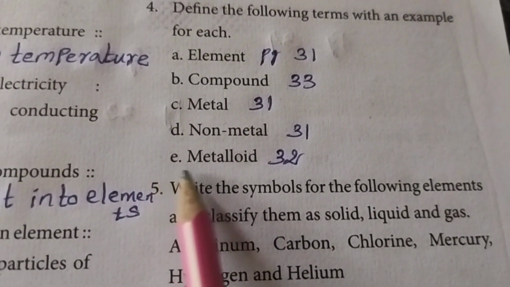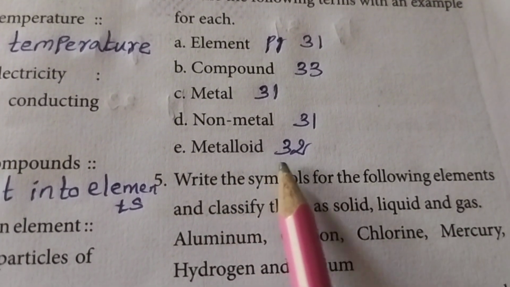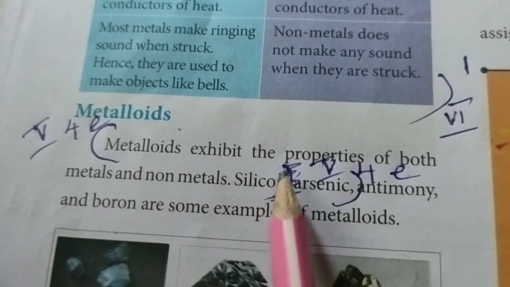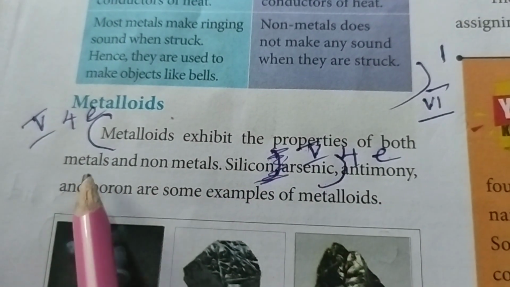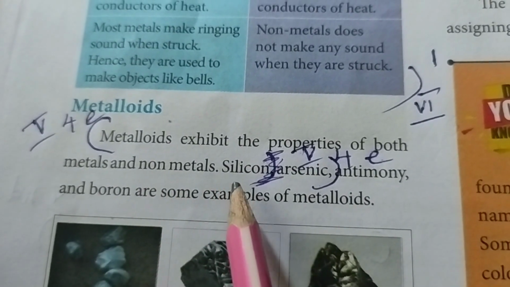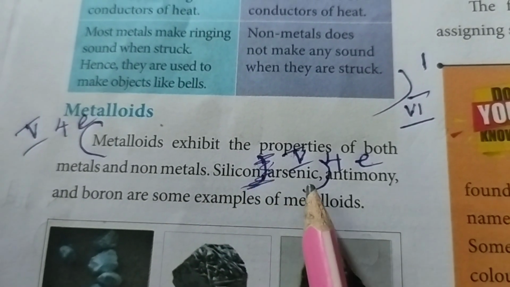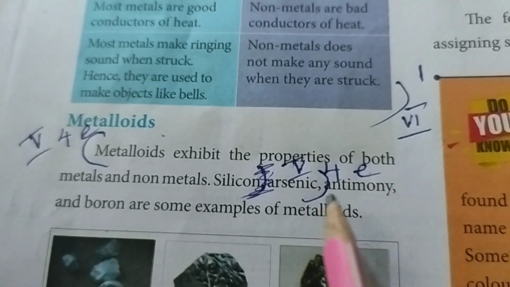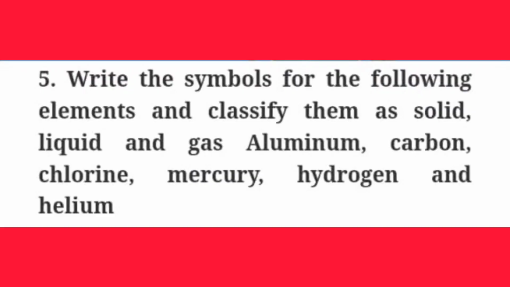Option E, metalloids. Take page number 32. Metalloids exhibit the properties of both metals and non-metals. Silicon, arsenic. இது வரைக்கும் 5th roman letterல 4th questionக்கு E optionோட answer. 5th question, write the symbols for the following elements and classify them as solid, liquid and gas. Aluminium, carbon, chlorine, mercury, hydrogen and helium.